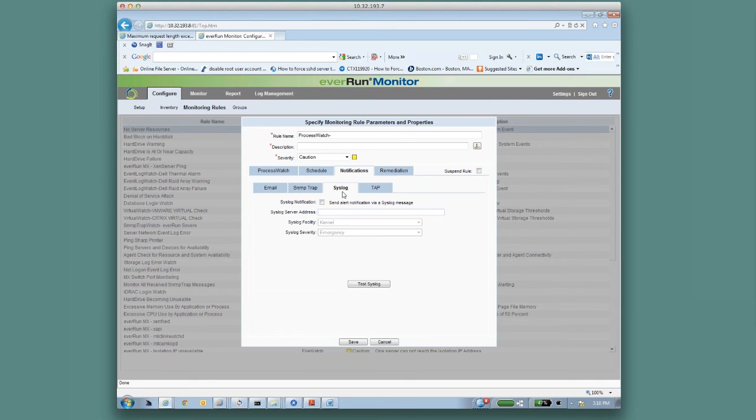Syslog. If I've got an enterprise framework that's monitoring a syslog server and I want to create a syslog entry somewhere, I can do that as well. Or if I'm remote and I've got some sort of tap or modem type access, I can send a notification out via that. We've also got documentation on how to configure this for things like SMS text messages.